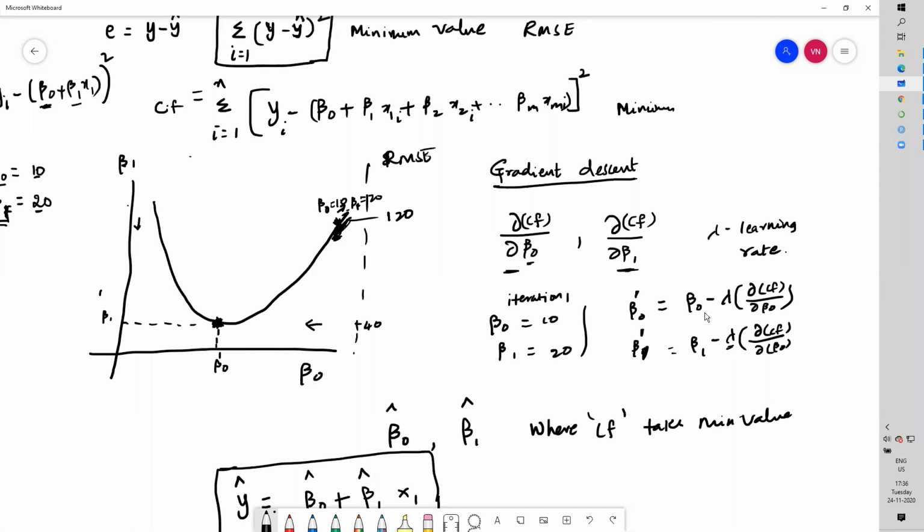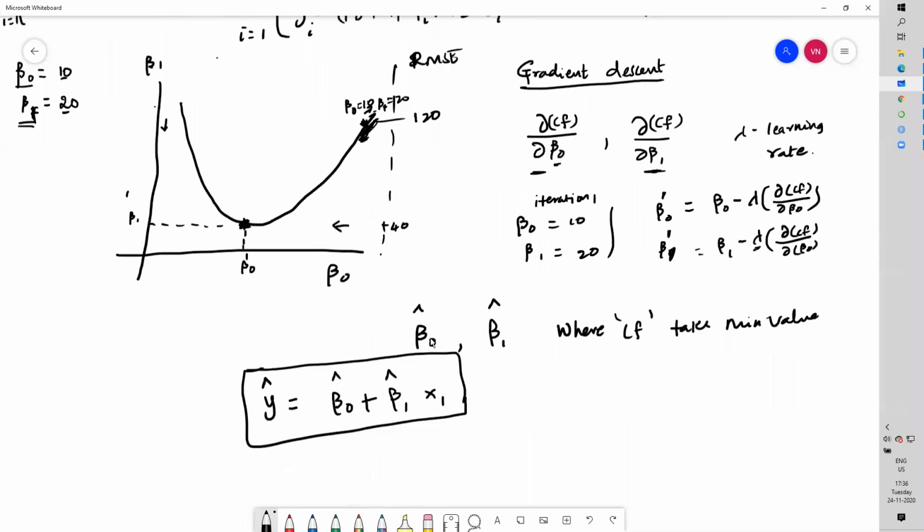Whenever we change the values of beta naught and beta 1 further, we would overshoot, and then the value of RMSE will start to increase again. That is an indication that we are crossing the minimum point, so we stop at the minimum point. Those values of beta naught and beta 1 are the final values that represent this equation, and this is what we have learned through a machine learning process.